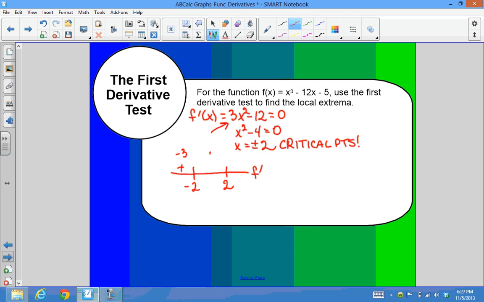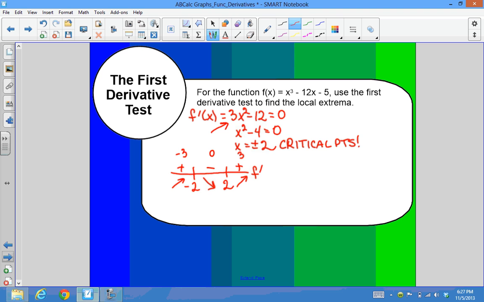Something in between, I'm going to plug in a 0. So 3 times 0 squared minus 12, that's going to give me a negative. Something bigger than 2, say 3. Well, I know from the other that that's going to be squared, so it's going to give me a positive. So this is going to be increasing to the left there, decreasing to the right of negative 2, back to increasing to the right of positive 2.